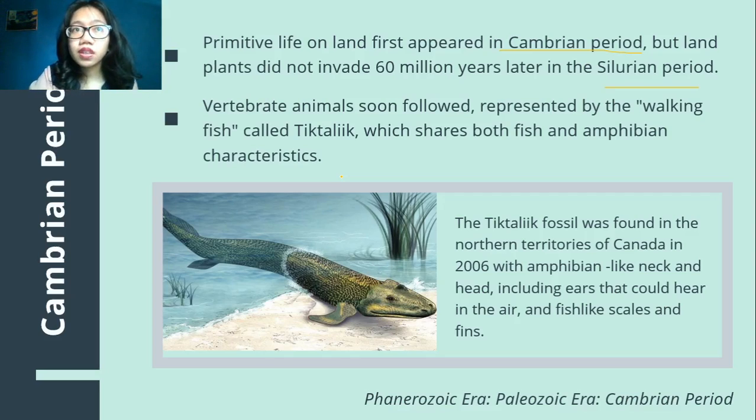So because the organisms now have structure, they can technically walk on land. A representative species which could do that in the past is the Tiktaalik, which is also called the walking fish. This shares characteristics of both fish and amphibian. The Tiktaalik fossil was found in the northern territories of Canada in 2006 with an amphibian-like neck and head, including ears that could hear in the air, and fish-like scales and fins.